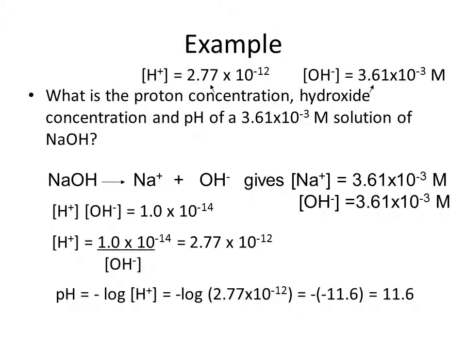So my proton concentration is 2.77 times 10 to the minus 12. My hydroxide concentration is 3.61 times 10 to the minus 3. And my pH is 11.6. I've answered all of the questions in this problem.